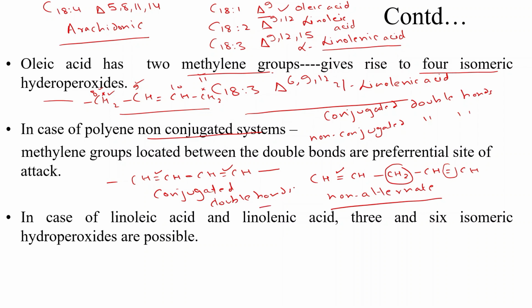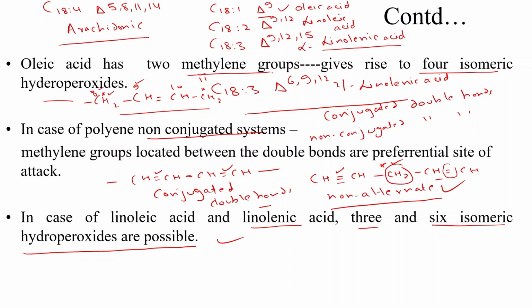Later on we will see that non-conjugated fatty acids are more prone to autoxidation as compared to conjugated fatty acids. In a polyunsaturated non-conjugated system, the methylene group located between the double bonds is preferential. So this is the point of attack. We will see this in the coming slide also. In linoleic acid and linolenic acid, 3 and 6 isomeric hydroperoxides are possible. It's very simple once you know the mechanism.